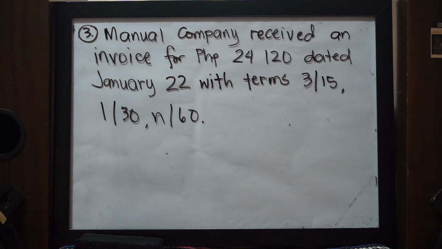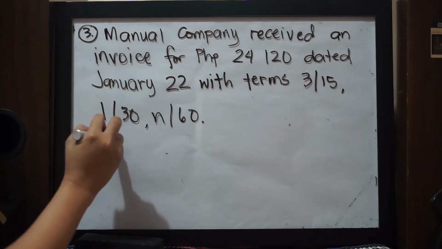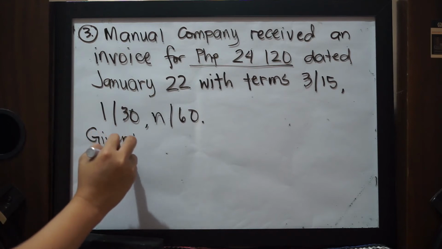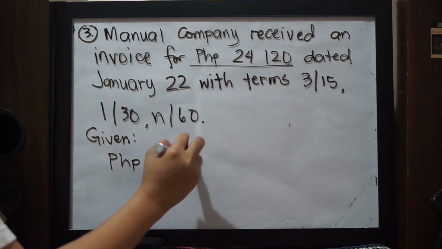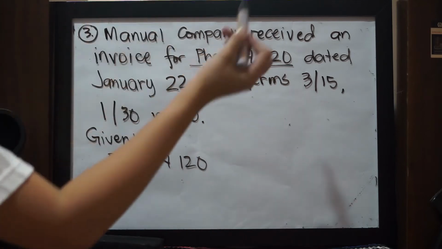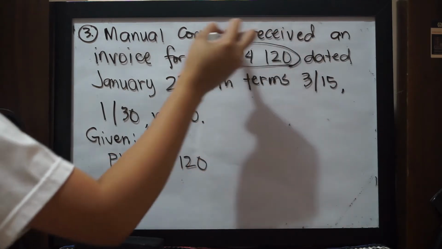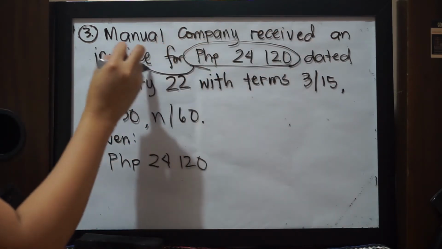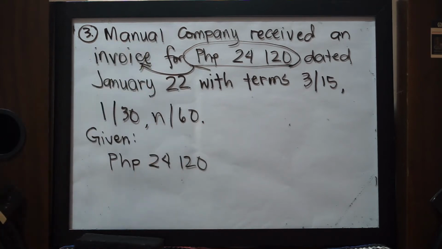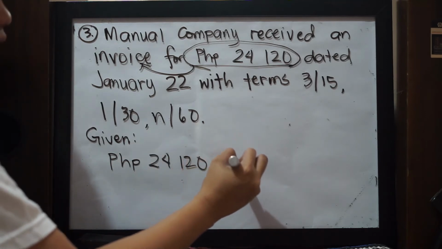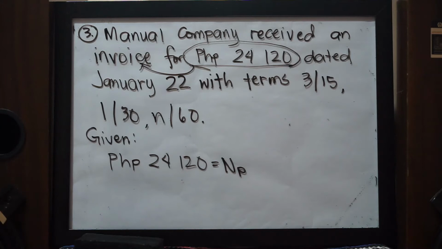So let's now identify the given values first. Analyzing the problem, we have the first value as 24,120. As I said earlier, the given problem says Manual company received an invoice for 24,120. Meaning to say, this 24,120 is written in your invoice. What is an invoice again? Resibo or receipt. So, meaning to say, 24,120 is the net price, because it is the original price, since it is what is written on your receipt.